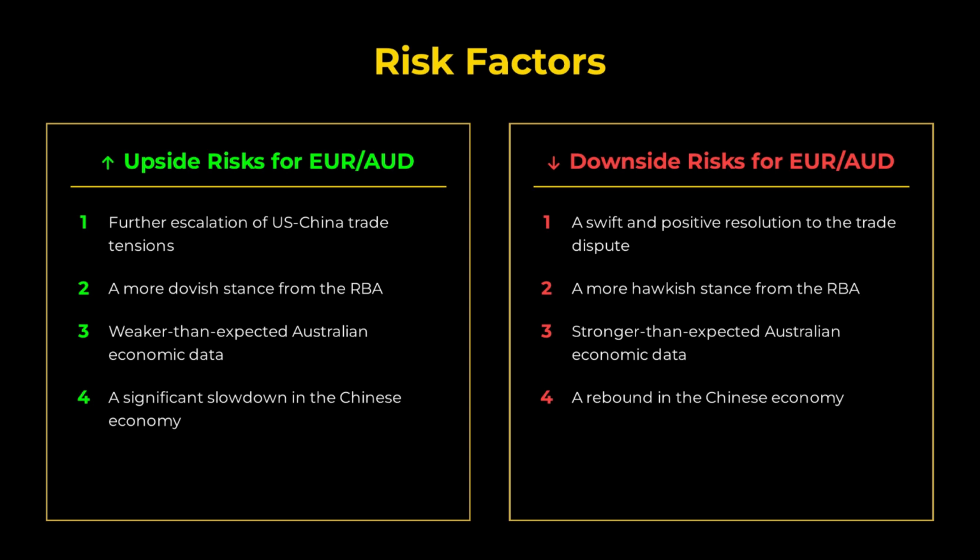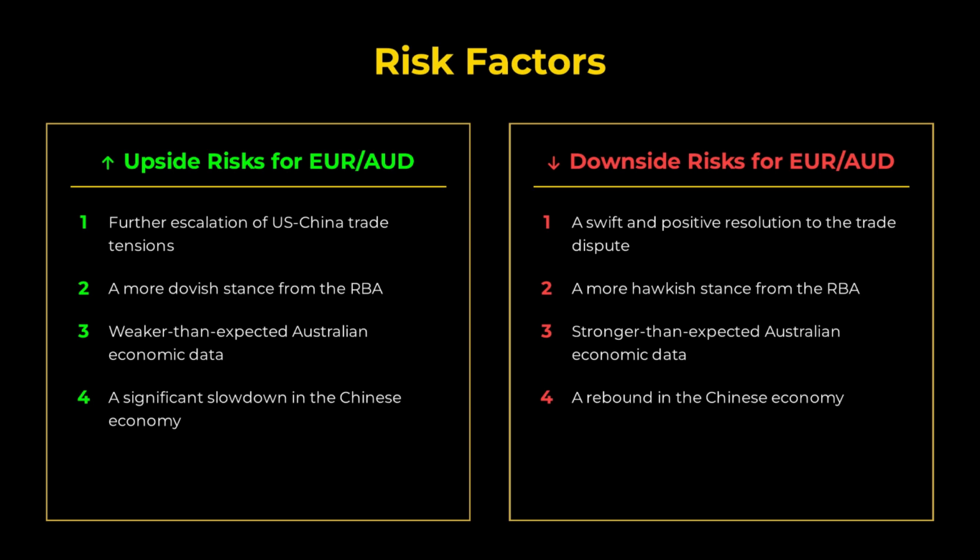Understanding risk factors is crucial for effective trading. Upside risks for euro to Australian dollar include further escalation of US-China trade tensions, which would weaken the Australian dollar, a more dovish stance from the RBA that could lead to rate cuts, weaker than expected Australian economic data that undermines confidence in the Aussie, and a significant slowdown in the Chinese economy affecting Australia's export-driven economy.